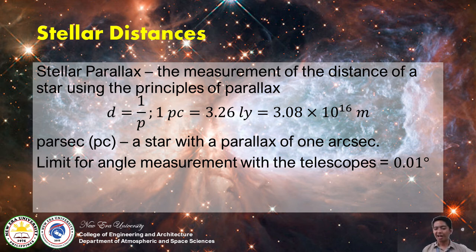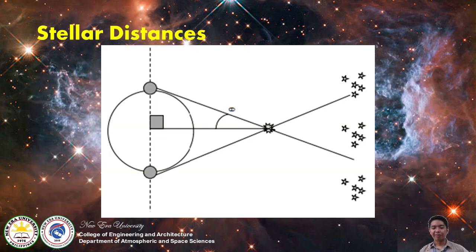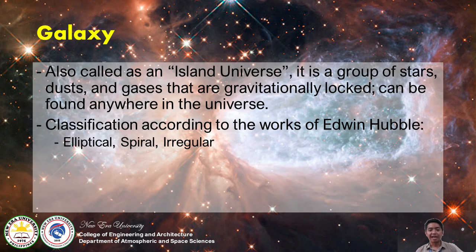Again, as we have this figure, this is how it works, where the box here represents our sun, and these circles represent the Earth. Because we need a large diameter to conduct this stellar parallax.